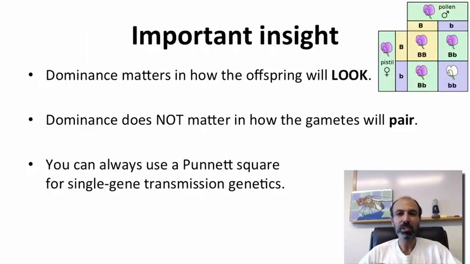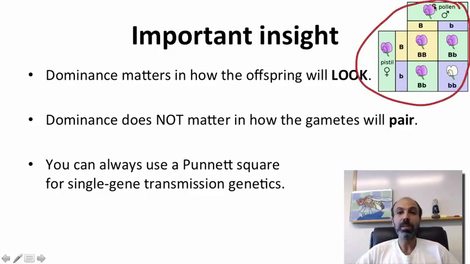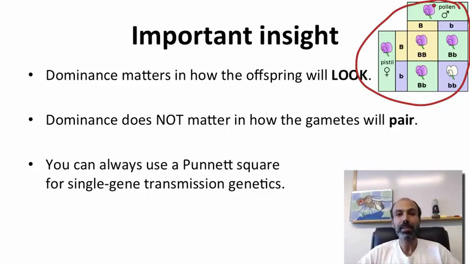And what I hope this illustrates is that dominance matters in how offspring will look, but it does not matter in how gametes will pair. We can use the same kind of Punnett square for things which exhibit dominance as for things which do not exhibit dominance, because dominance only affects how things look. It does not affect how pairing happens.